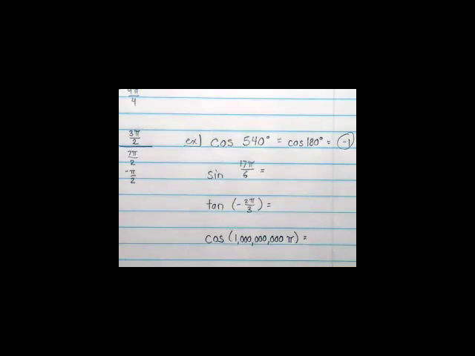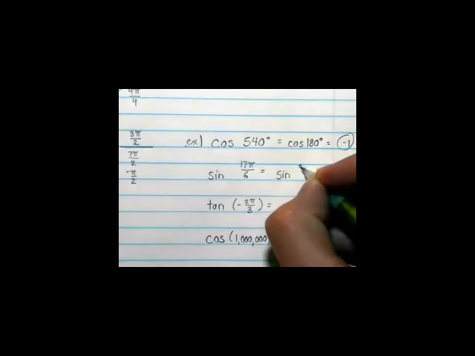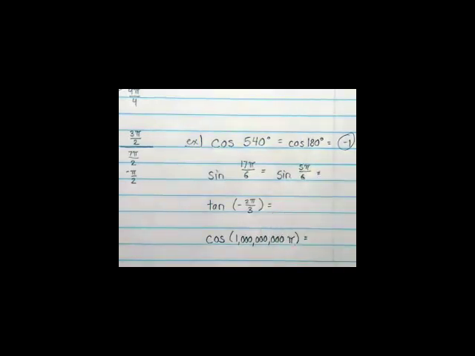Yep. All right, what is the coterminal angle for the 17 pi over 6? 5 pi over 6. Good. So this would be the same thing as doing the sine of 5 pi over 6. Okay, so find 5 pi over 6 on your unit circle. What's the sine? 1/2. Yeah. Good.